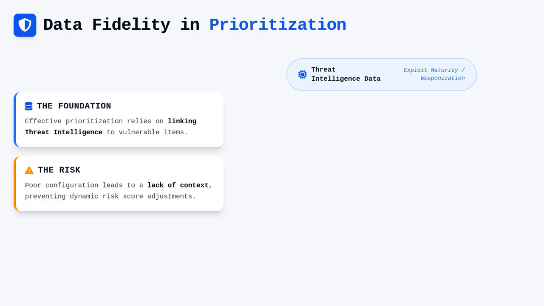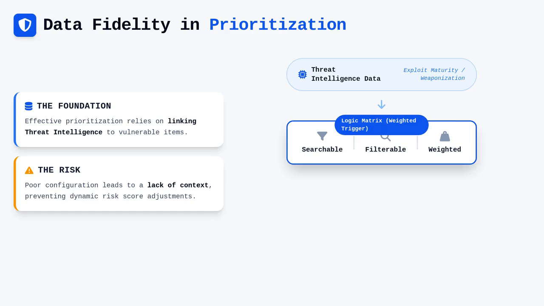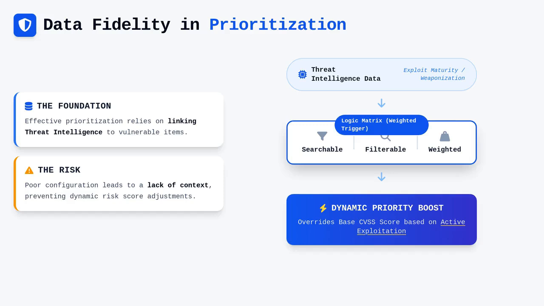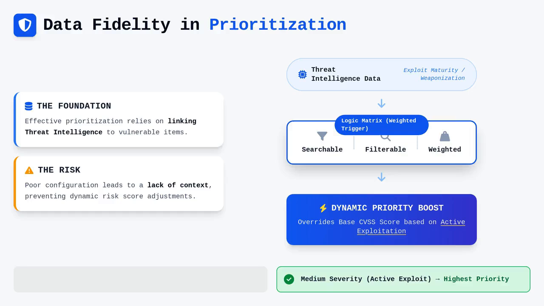We should focus on how these fields populate the vulnerable item records, ensuring the data is not just present, but searchable and filterable. For instance, an exploitable indicator should serve as a weighted trigger within our logic matrix, boosting the priority of a vulnerability regardless of its base CVSS score. This configuration ensures that a medium severity bug with a known active exploit is prioritized higher than a high-severity bug that remains theoretical or difficult to weaponize.